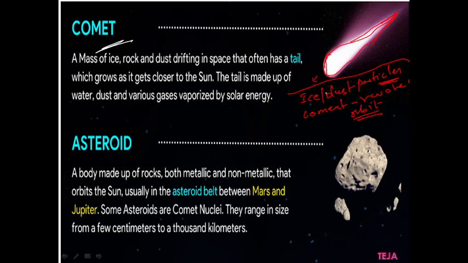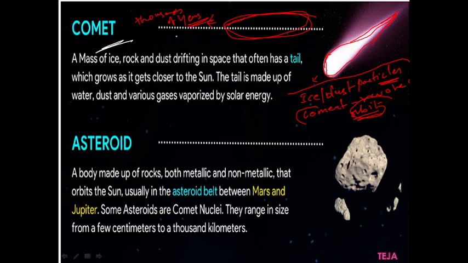So what this comet does is, it also revolves around the sun. So it has its particular orbit, but this orbit is very elongated. Some of the comets' orbits are very elongated, that means it is very large, that it may take sometimes thousands of years to complete one revolution.